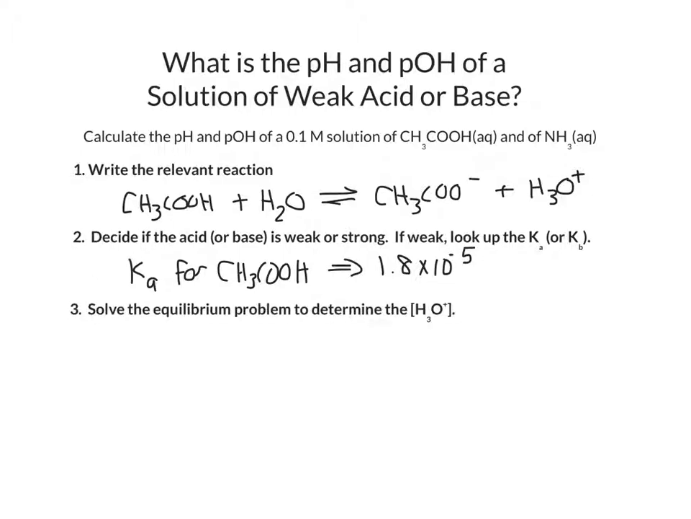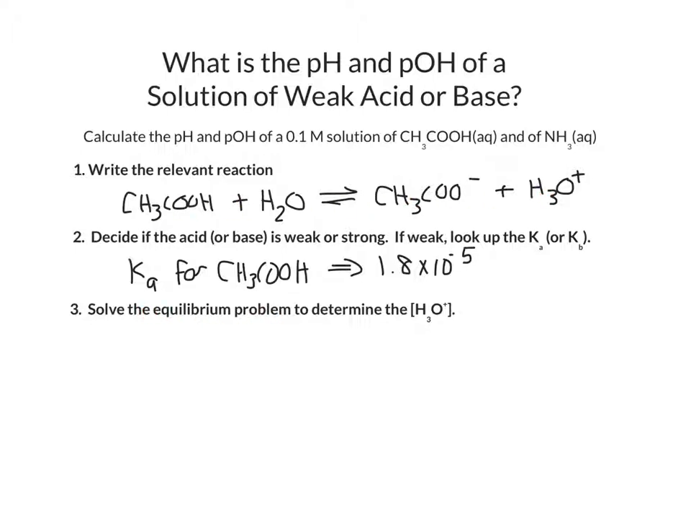So I've gathered all the information that I need to solve this problem, and now I need to remember what problem I'm actually solving. So I want to calculate the pH and the pOH. I can see that my equilibrium reaction has H3O+ in it, and so it's going to be easiest to calculate the pH first. And pH depends on the concentration of H3O+. So I need to find the concentration of H3O+, and to find it, I need to solve this equilibrium problem.